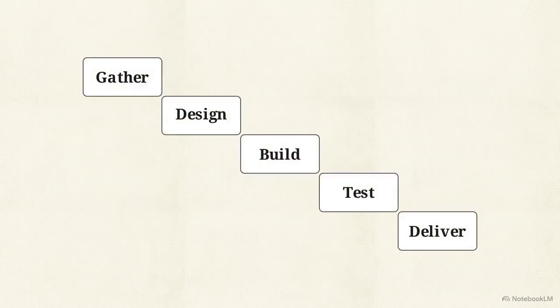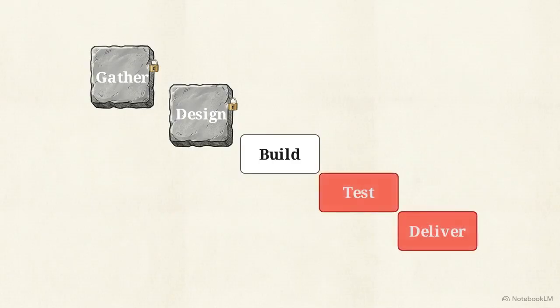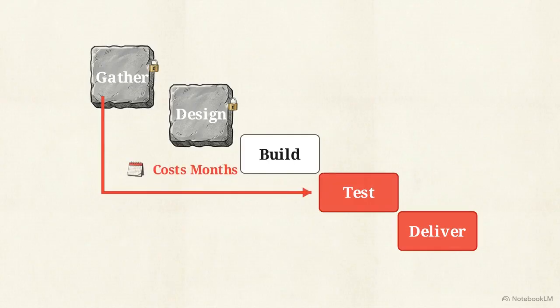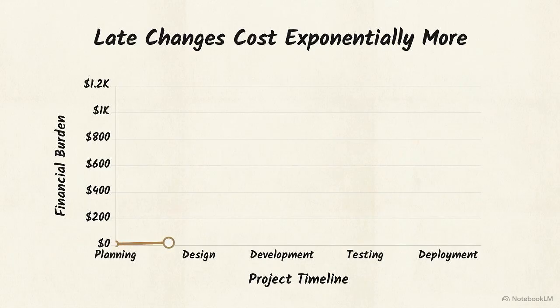This sequential stair-step diagram represents Waterfall. It's best for predictable work with perfectly clear requirements. You gather requirements and design up front, locking the plan before building. But this strict sequence carries massive risk. Waiting until the final testing phase to realize requirements were wrong costs months. This rigid structure forces a late feedback loop. By the time you realize the customer's needs have shifted, correcting your course is slow and incredibly expensive.